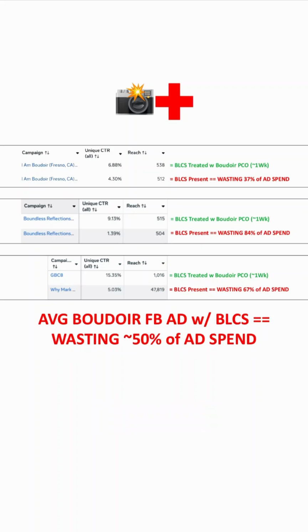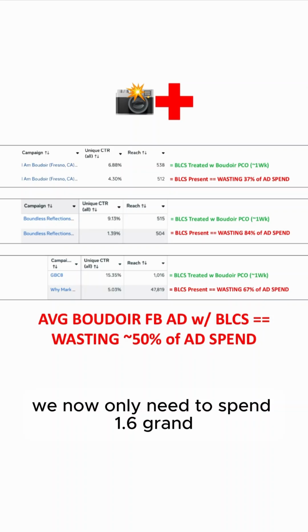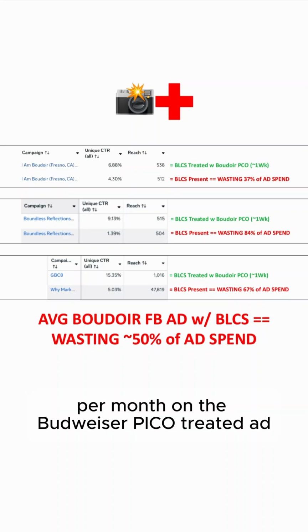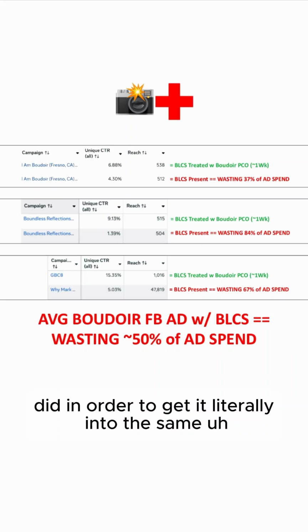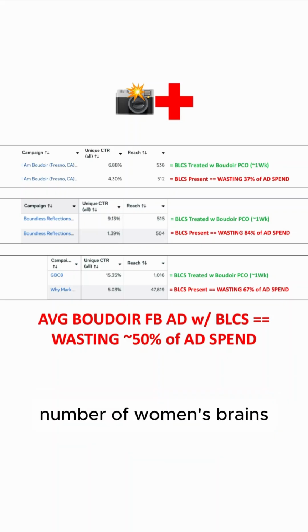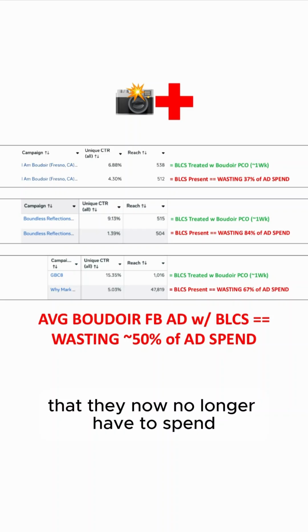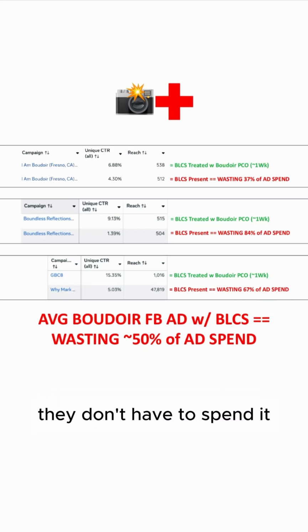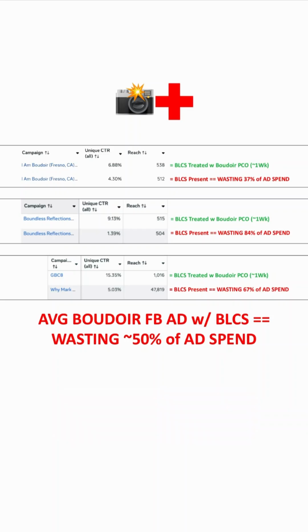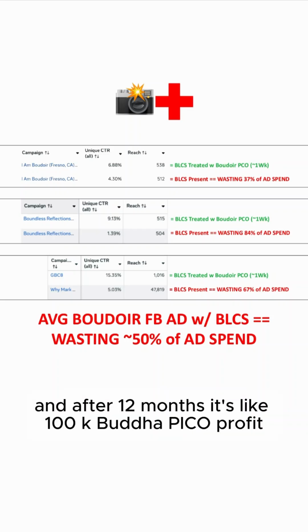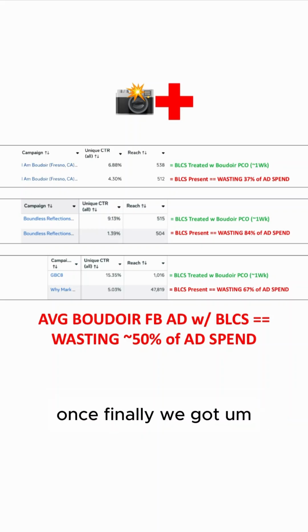As a result, if they were spending 10 grand a month on that original ad, we now only need to spend 1.6 grand per month on the Boudoir Pico treated ad to get it literally into the same number of women's brains. And that difference, that $8,400 a month that they no longer have to spend, they pocket every single month. It stays as a phantom profit, a Boudoir Pico profit. And after 12 months, it's like 100K Boudoir Pico profit, literally by simply having Boudoir Pico treatment once.